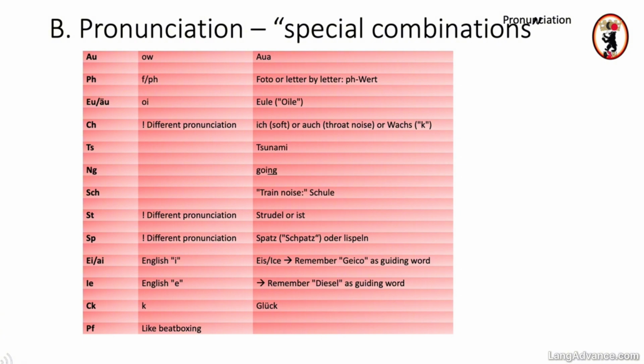CH is a very mean combination and probably the hardest in the German language. Here we have 3 different pronunciations. We can either pronounce it soft, like in ich, I, or it can be a throaty noise, like in auch, also. It can even be a k, like in Wachs, wax.